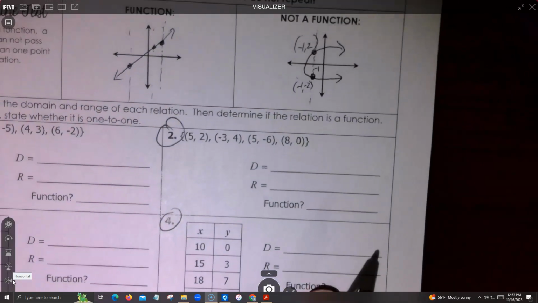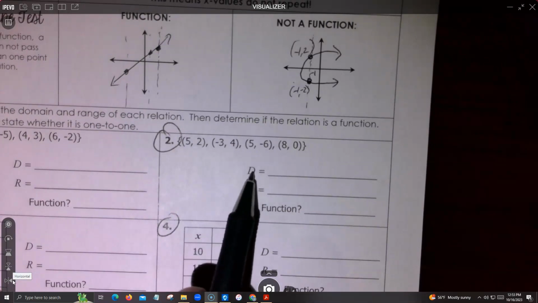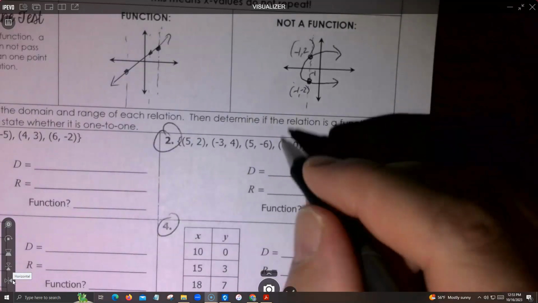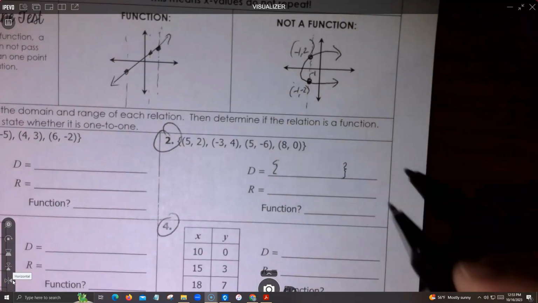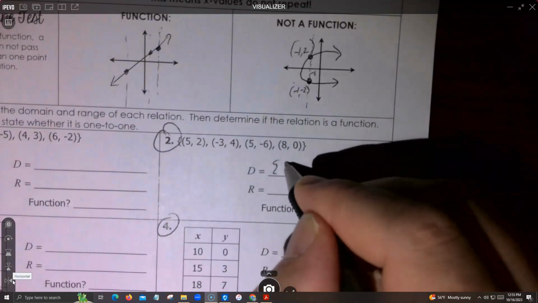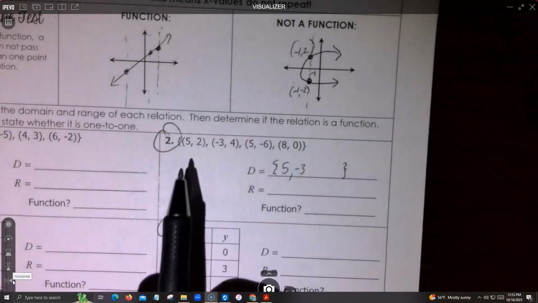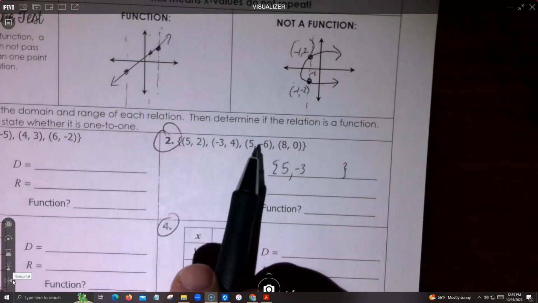All right, so remember that the domain is the set of all the x values, or the first values, and the range is always the second values listed, or the y values. When you list the domain, we have those braces because it has to do with sets. We just write all the first numbers, and we don't write any repeats. So if you see any repeats, we don't write them. So there's a 5, there's a -3, there's a 5 again, don't write it, and then an 8.